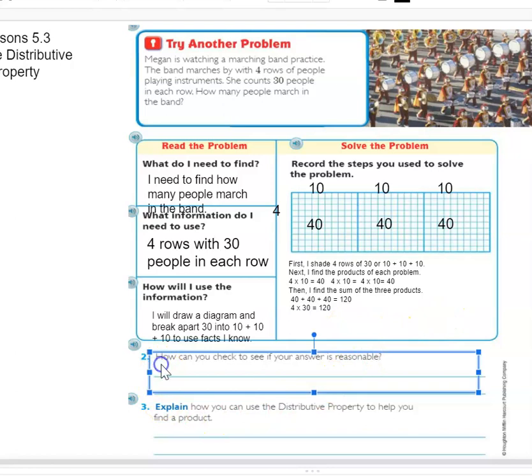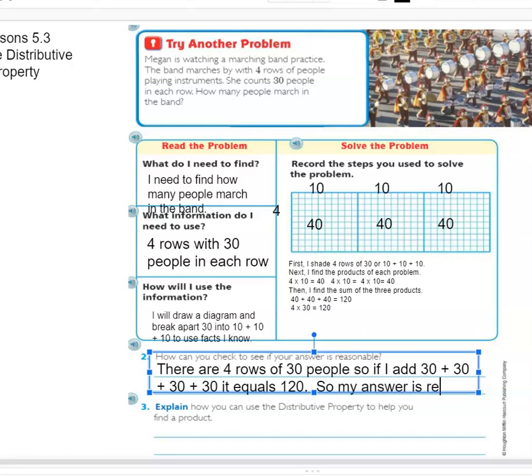So how are we going to check if our answer is reasonable? These are always tricky to figure out. Well, first of all, I know that there are 4 rows of 30 people. So if I add 30 plus 30 plus 30 plus 30, it equals 120. So my answer is reasonable. Okay. That's just another way that I can demonstrate and show how I could solve the problem. I can double check my work that way.